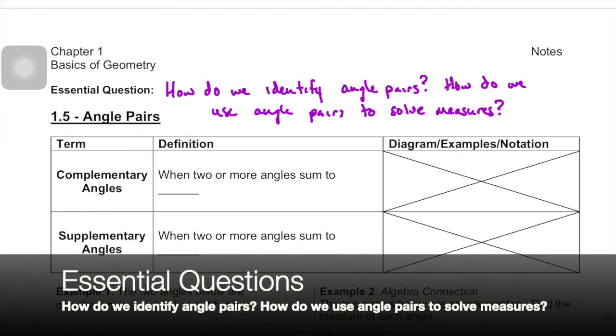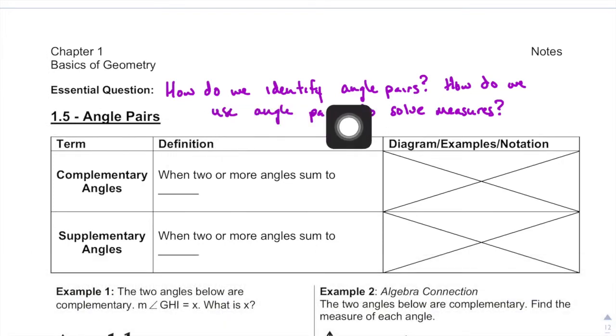All right, so in this video, we're going to discuss angle pairs. The essential questions that we have for today are how do we identify angle pairs and how do we use angle pairs to solve measures? So first angle pair that we have are complementary angles. By the definition, when two or more angles sum to 90 degrees.